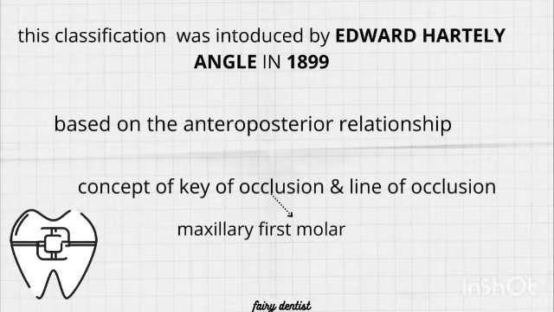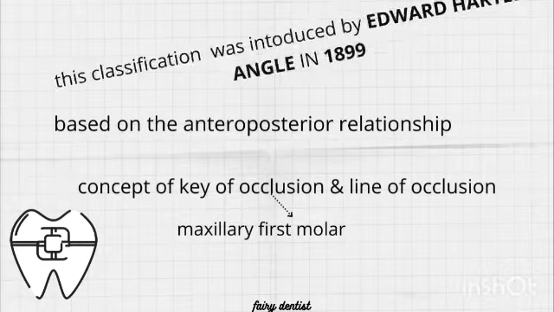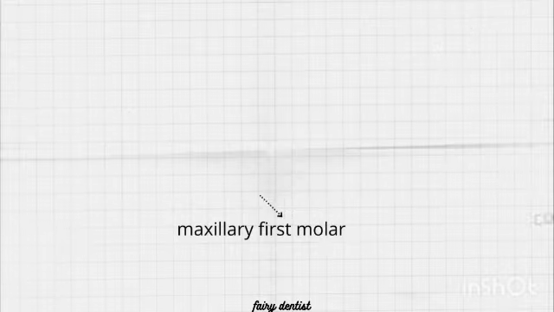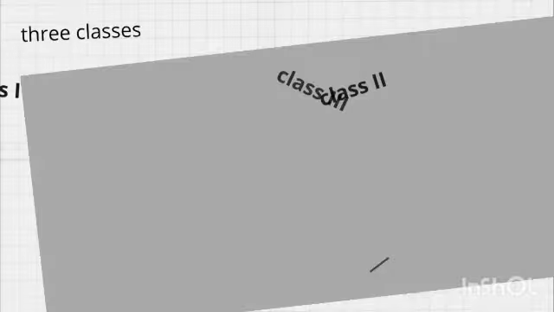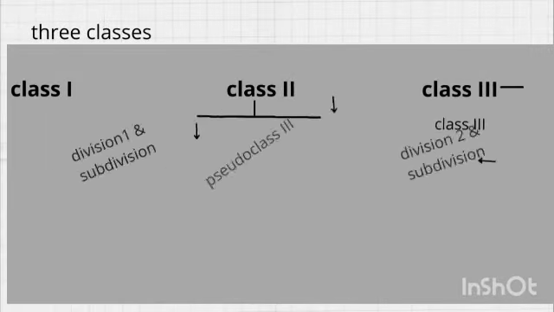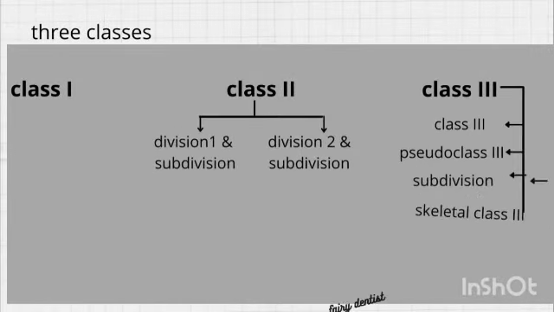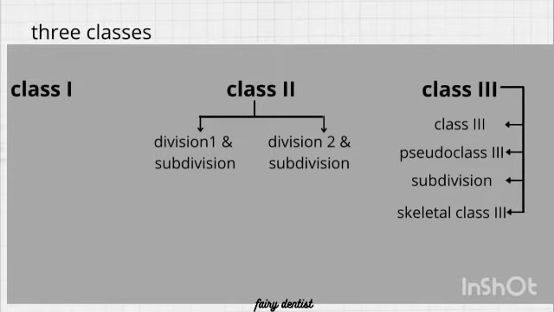Classification is based on the anteroposterior relationship of the teeth, with the concept of key of occlusion and line of occlusion. Maxillary first molar is considered to be the key of occlusion. The three classes of malocclusion are based on the permanent first molar. Class 1, Class 2 and Class 3 are the three classes. Class 2 and Class 3 are subdivided.